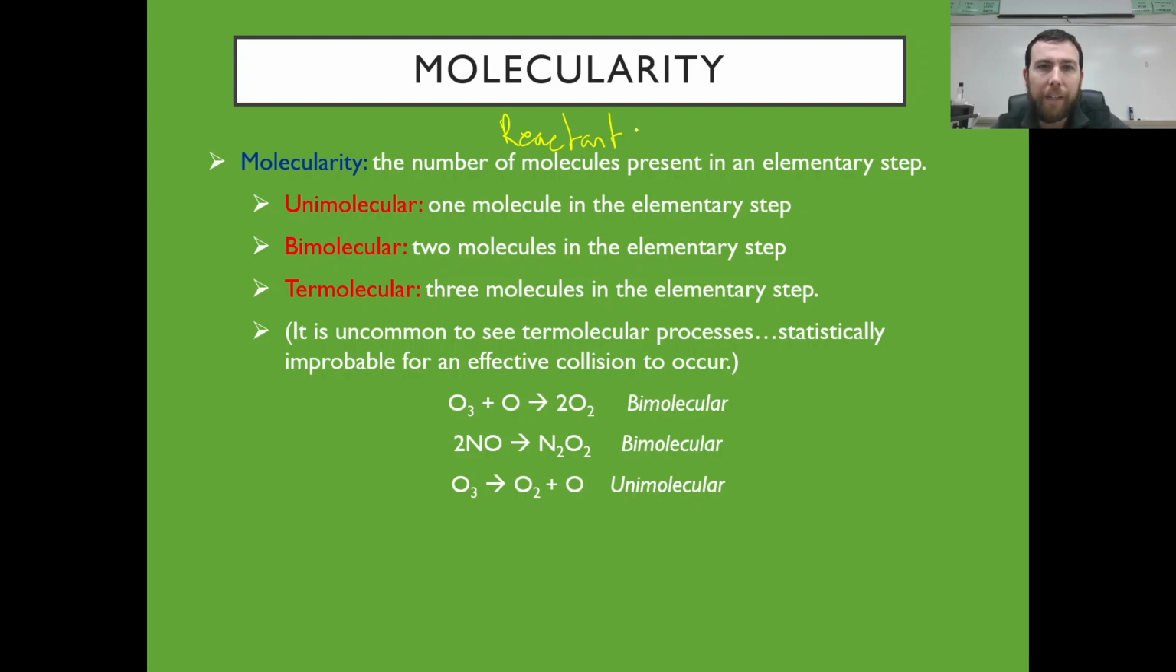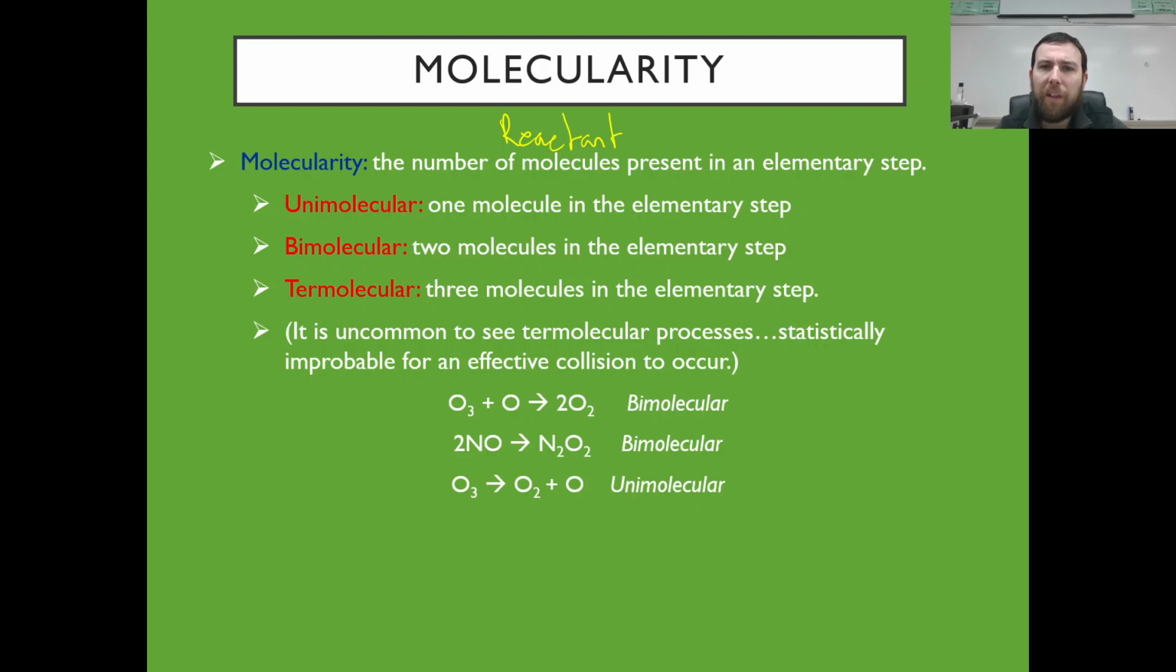So you've got unimolecular, which means you have one molecule in your elementary step. Bimolecular, which means you have two molecules in your elementary step. Termolecular, which means you have three molecules in your elementary step. And just as a note, termolecular processes are very uncommon, not impossible, not non-existent, but what we start to see, and we'll learn about this later when we look at collision theory, is that it becomes statistically improbable for effective collisions to occur when you have a termolecular process, okay?